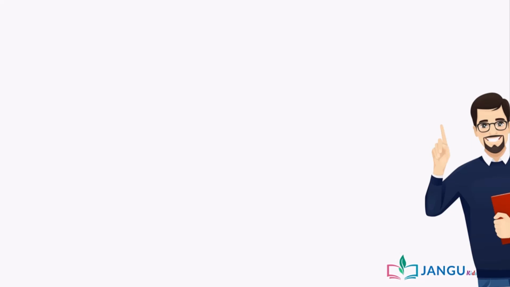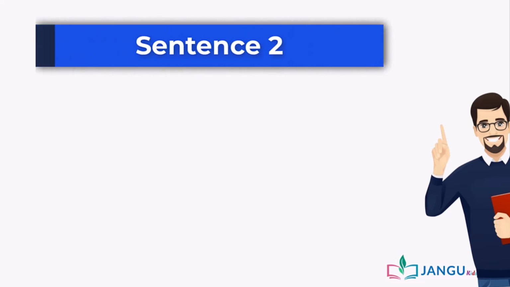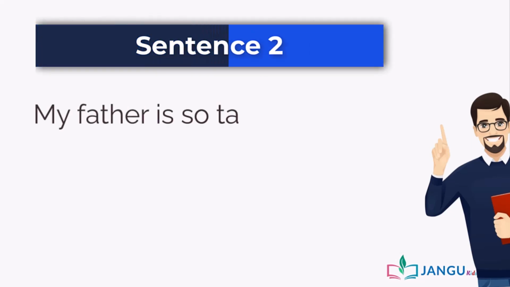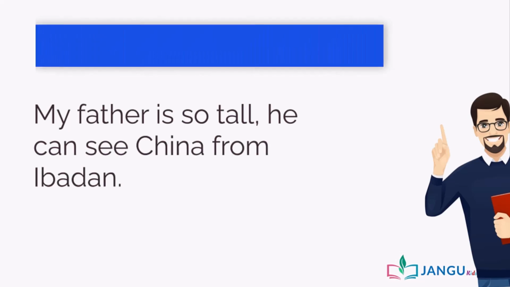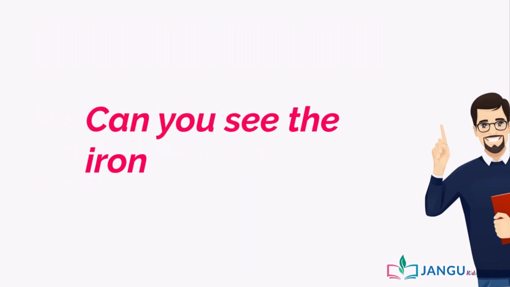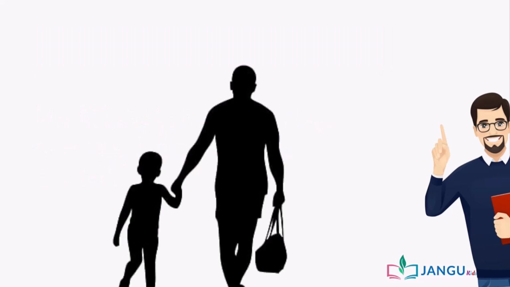Another example of hyperbole is Sentence 2. My father is so tall, he can see China from Ibadan. Can you see the hyperbole in that? We know his father might be tall, but no one can be so tall that he can see China from Ibadan, and that is just hyperbole.